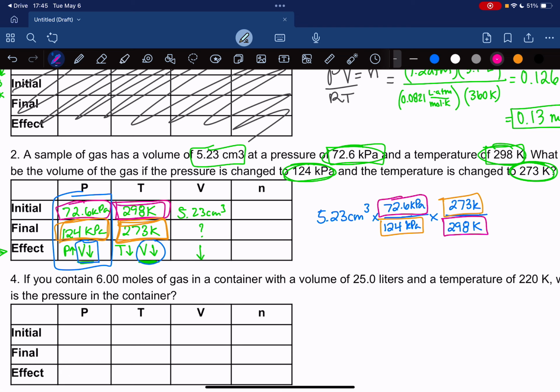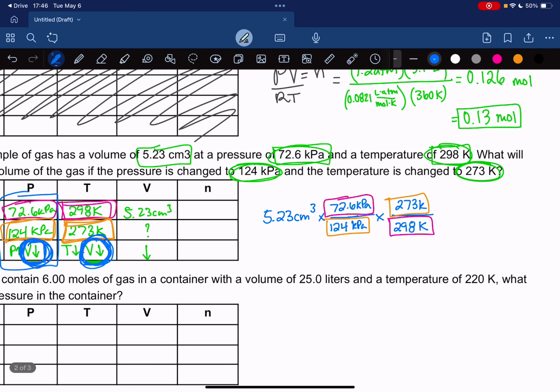The way that I decide which number goes on top is by looking at the effect that those changes have on my volume. So since the pressure change is making my volume go down, I'm going to put the smaller number on top, whether it's the initial or whether it's the final. And then same with my temperature. My temperature is making my volume go down, so I'm going to put the smaller number on top, whether it's the initial or whether it's the final. I don't care. I care about which one is smaller. And so once I have this set up on my paper, then I can start punching numbers in my calculator.